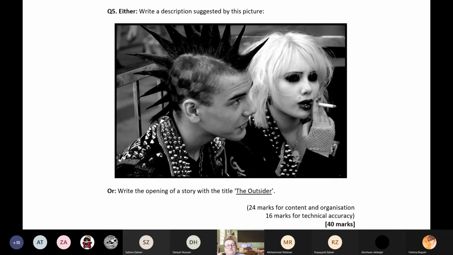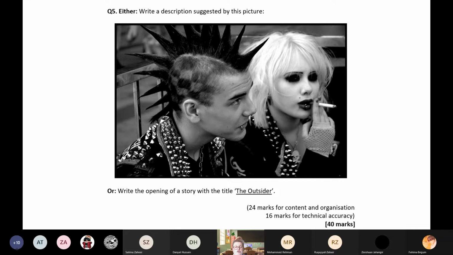That leaves you 45 minutes to do your creative writing. It is really important that you remember that you are marked on 2 different disciplines in this question. There are 24 marks for content and organisation and 16 marks for technical accuracy. If you do not focus on technical accuracy at all, you are not going to move yourself beyond the marks required for a grade 3.